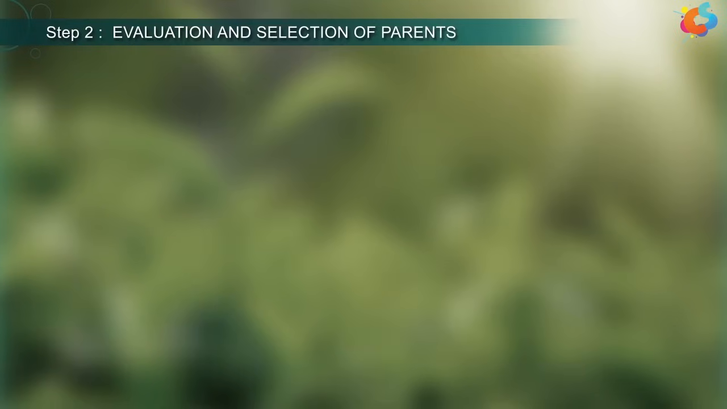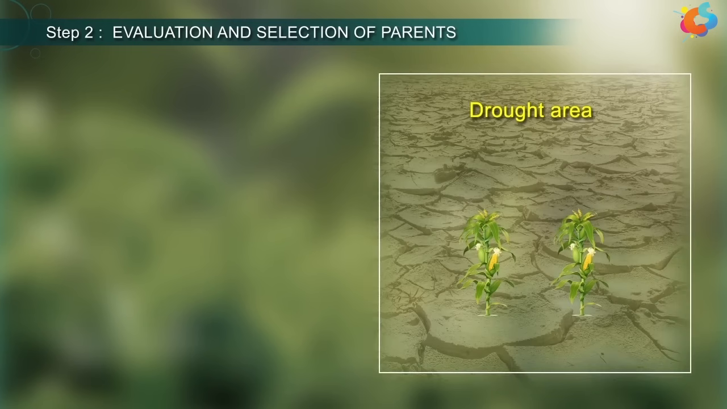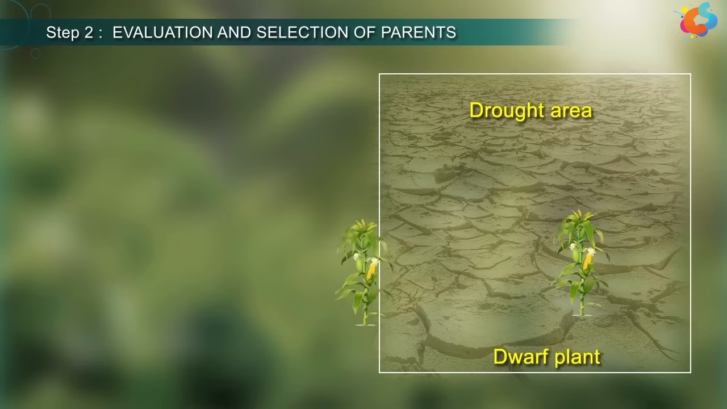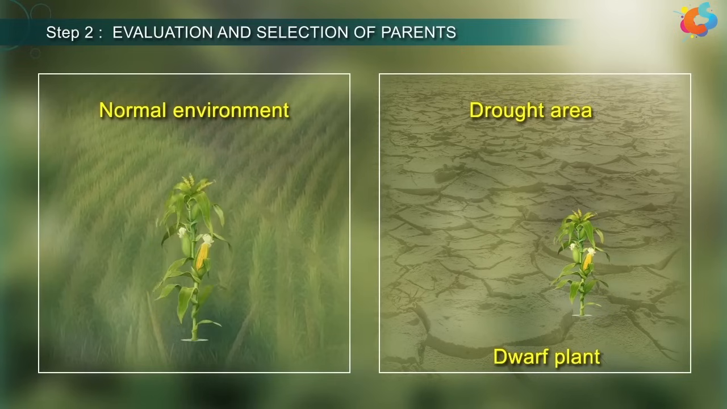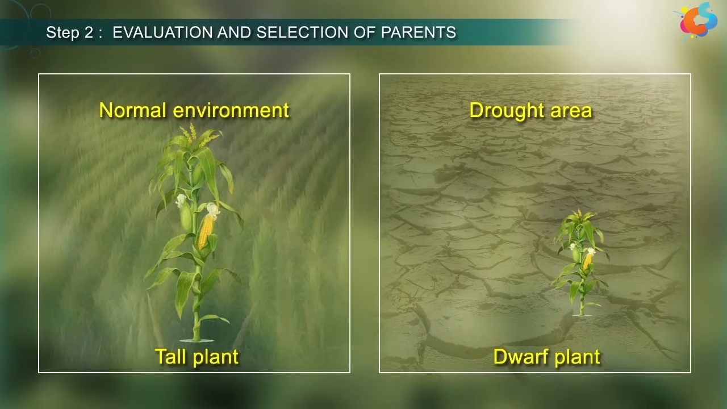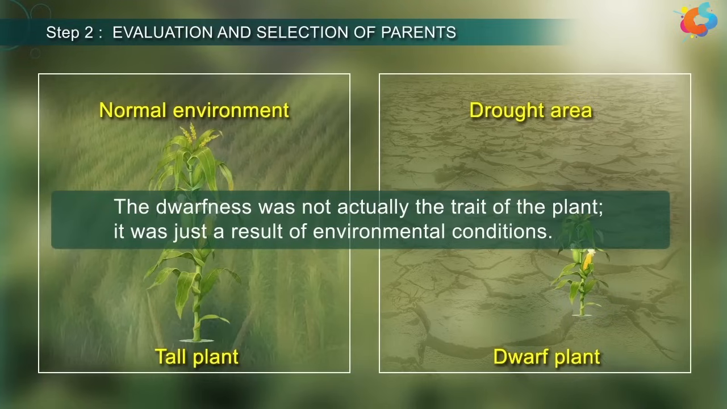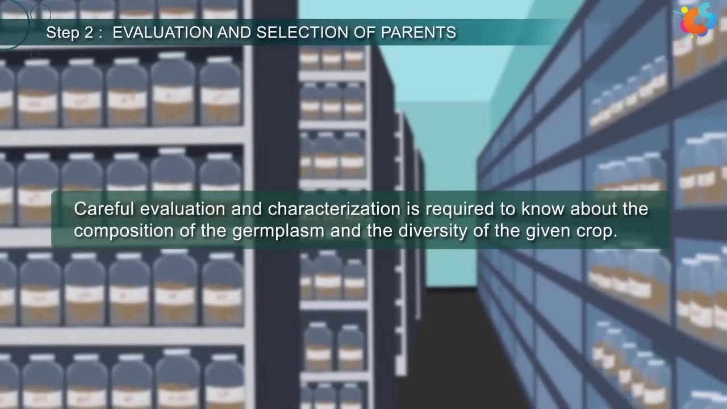For example, suppose researchers collected a dwarf plant from a drought region and named it as dwarf plant. But when this variety was cultivated under normal environmental conditions, the plant grew tall. It means that the dwarfness was not actually the trait of the plant. It was just a result of environmental conditions. In order to avoid such type of errors, careful evaluation and characterization is required to know about the composition of the germplasm and the diversity of the given crop.